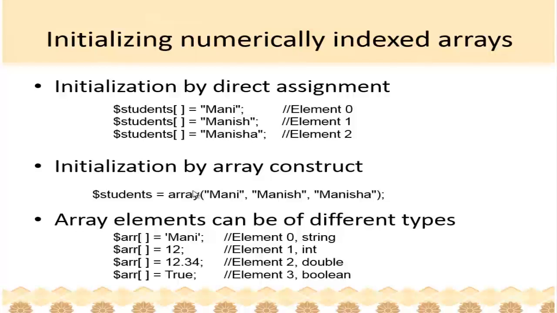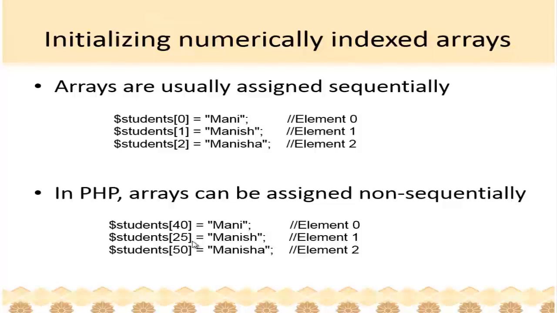I think in the last class I already told you: arrays are not of the same type. You can mix data types within the array. So you'll notice here, the first element is a string, the second is an integer, the third is a double, and the fourth is a boolean. So you can have anything in the array. An array is just a collection of items. In fact, it's an ordered collection of items.